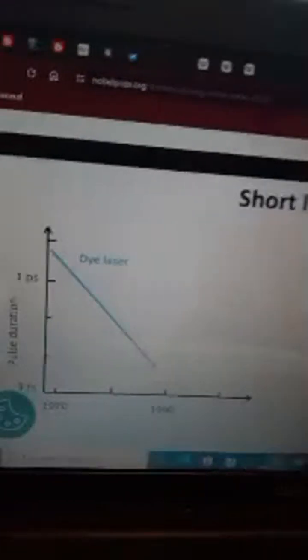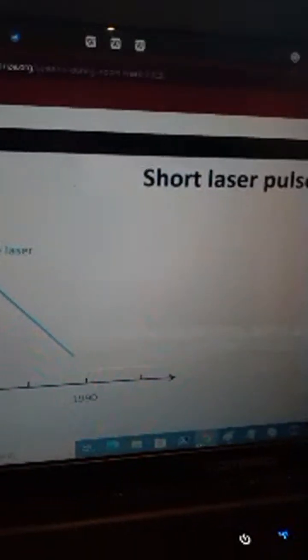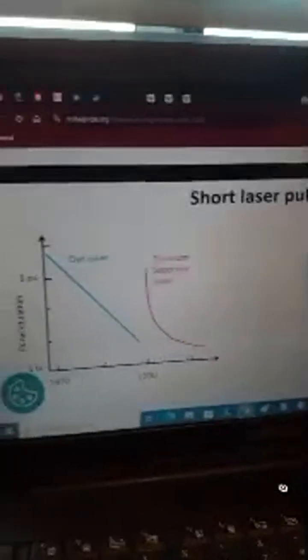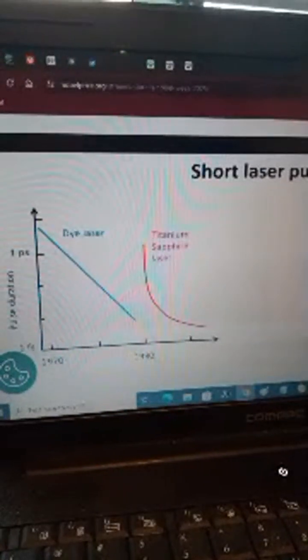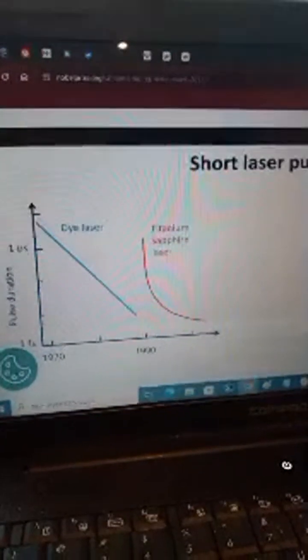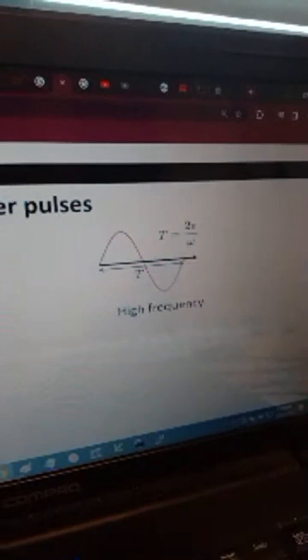Because the evolution of the pulse duration of lasers had come to a stop. This is the evolution of the pulse duration of dye lasers decreasing from picoseconds down to a few femtoseconds, and a couple of years later, the titanium sapphire laser would also arrive at the stop of about 2 femtoseconds. And the reason for this stop is that we are talking about light pulses.